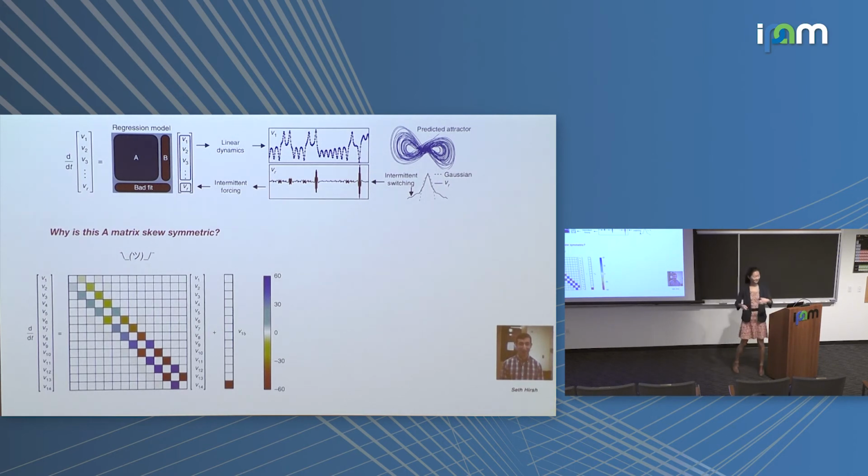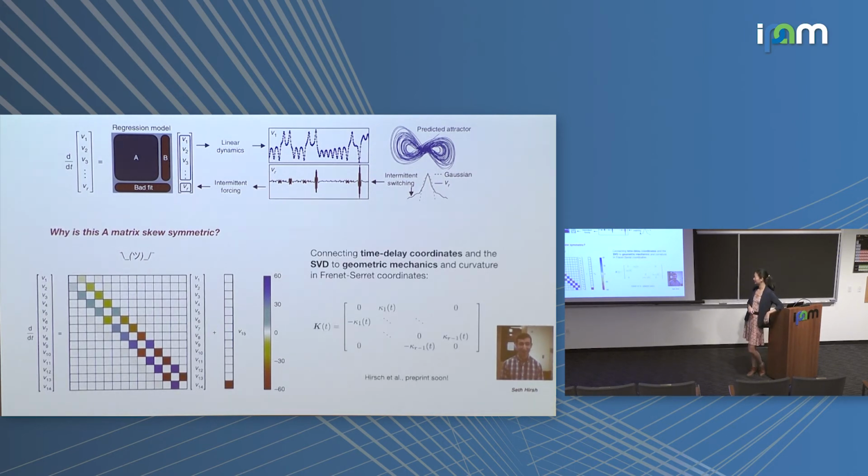So something that we've been really excited about is, again, the work of the very creative Seth Hirsh. Seth figured out that the SVD of time delay coordinates and building these linear regression models in this way is related to geometric mechanics and curvature in Frenet-Serret coordinates. In other words, we figured out an interpretation of why this matrix is skew-symmetric. We now have a way of making it exactly skew-symmetric instead of just approximately skew-symmetric. And we now have an interpretation of what all of these coefficients might mean. So he's in the process of writing that up, and hopefully you'll be able to see that soon.